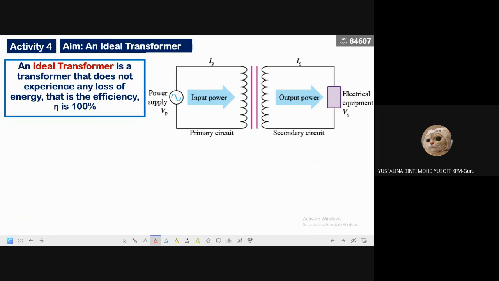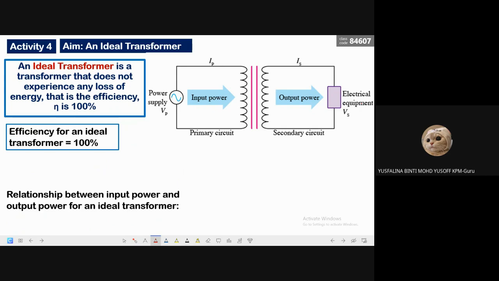Okay, so what is an ideal transformer? An ideal transformer is a transformer that does not experience any loss of energy. It means the efficiency is 100%. Say this one is 120 watt, this one also we get 120 watt. Okay, so that is the ideal transformer. So sometimes in a question, if they say the ideal transformer, you already know that the efficiency is 100%. This one is 80 watt, this one will also get 80 watt, right?